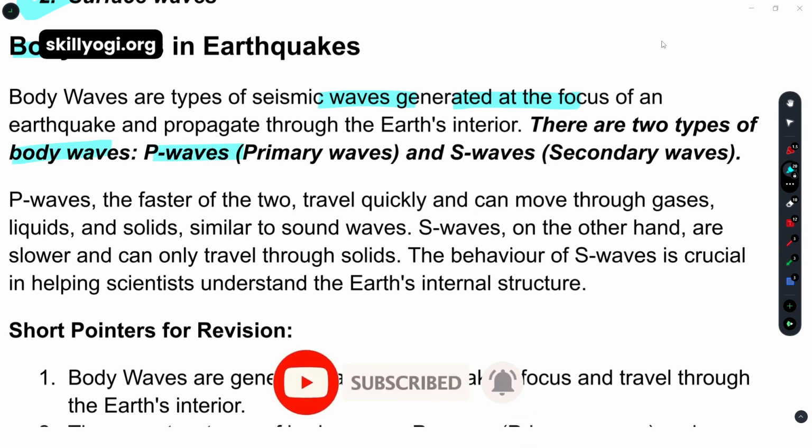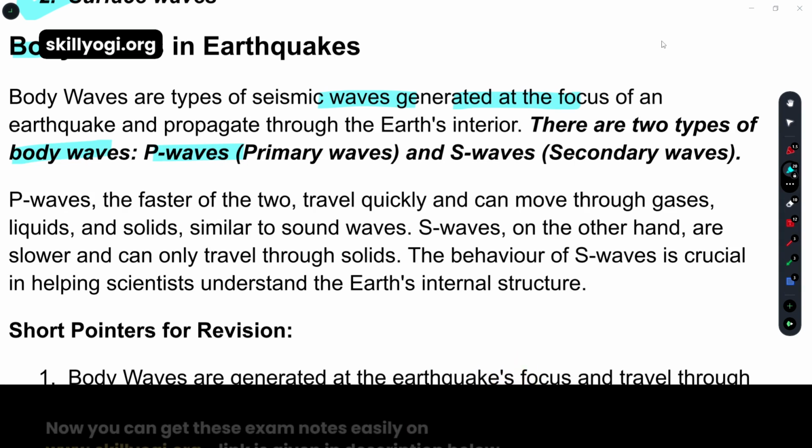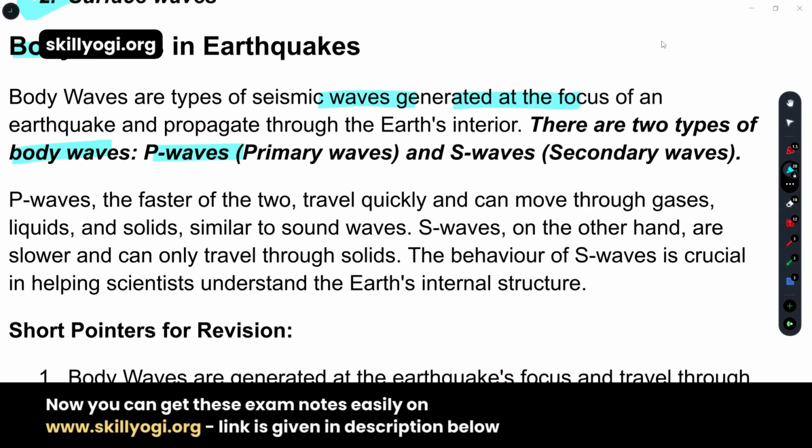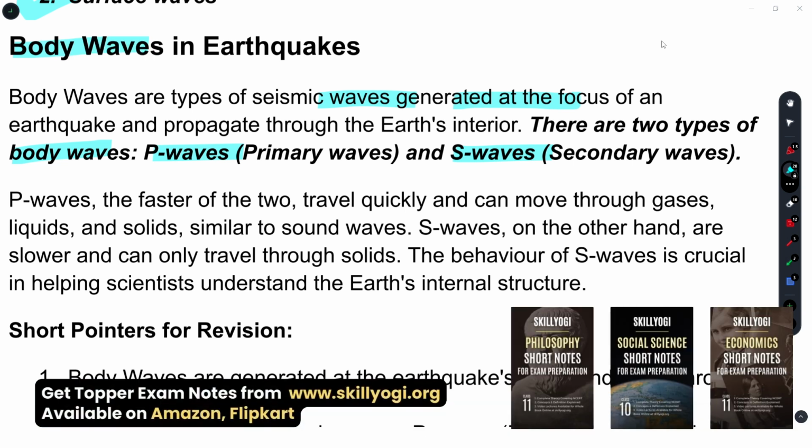The first one is primary waves. Before, I have just mentioned these two words, the P waves, primary waves, and the S waves, which is called the secondary waves. So they are called the P and S waves. P waves basically move faster and are first to arrive at the surface. That's why it's named P waves.